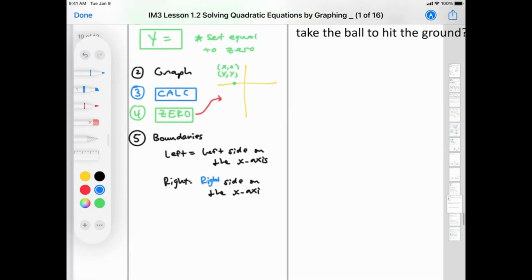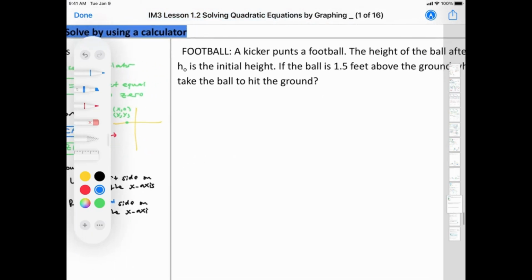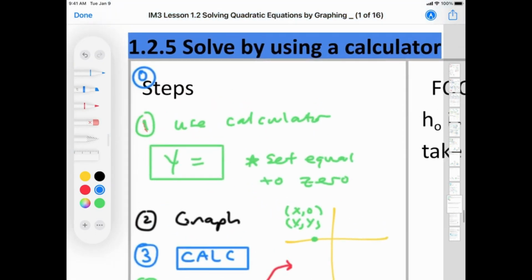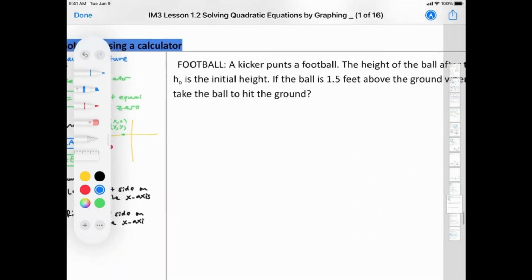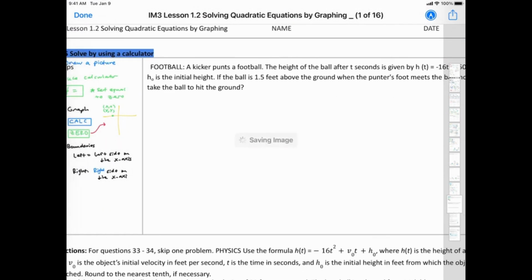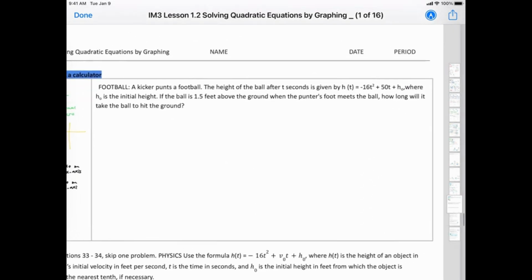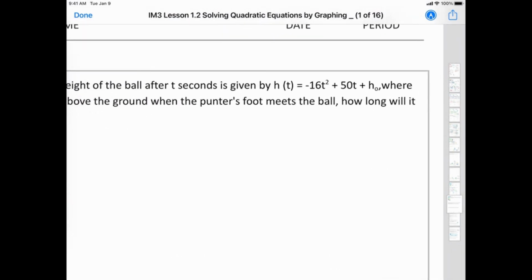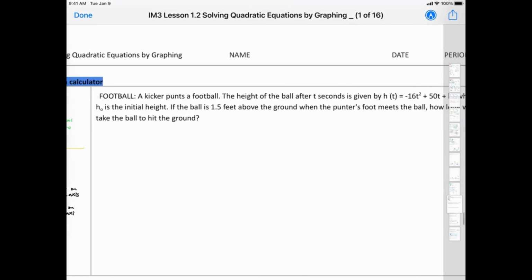Okay? Let's go ahead and try this problem here. Step 0, it's kind of weird, I always call these step zeros, is draw a picture, because it conceptualizes what you're doing. Okay, a kicker punts a football. The height of the ball after t seconds is given by h of t equals -16t squared plus 50t plus h0, where h0 is the initial height.